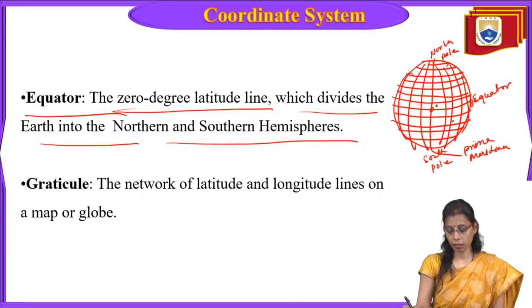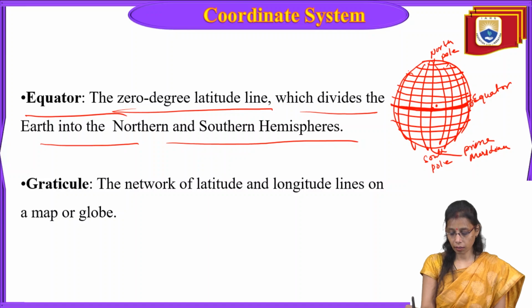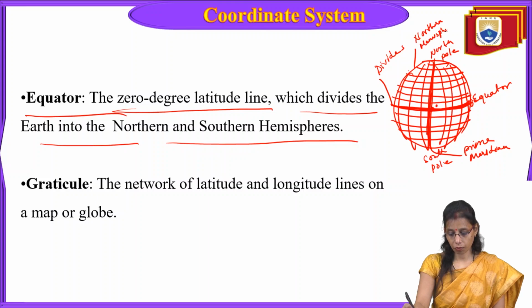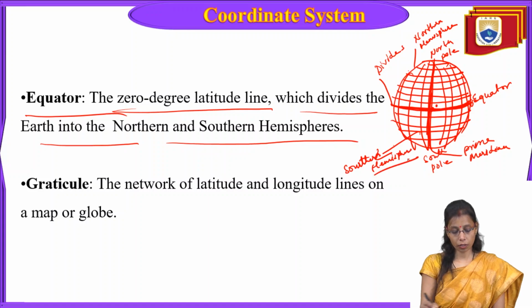Here, this is the North Pole, this is the South Pole. The thick line you can see here is the equator. The other thick line is the prime meridian. The equator divides the globe into the northern hemisphere, and below it, toward the South Pole, is the southern hemisphere. Okay, this is how the equator is.